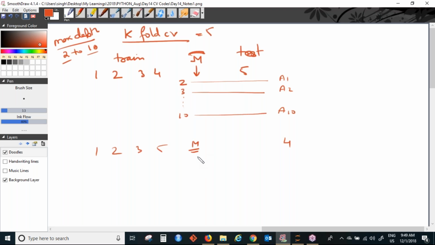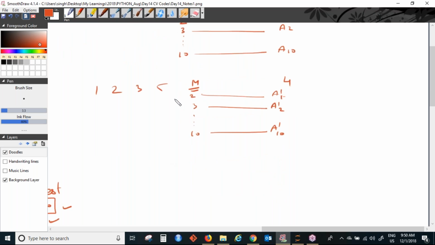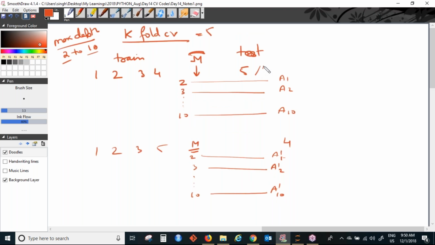And now I repeat the process. Once again, I will check for depth of 2. I get, let's say, some accuracy, A-1. At depth of 3, I get A-2, and so on till 10. I get A-10. And similarly, I'll run this 5 times for every data part coming as test data.